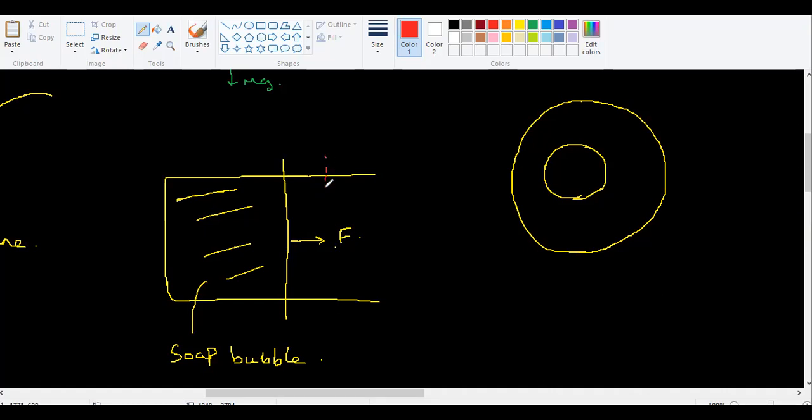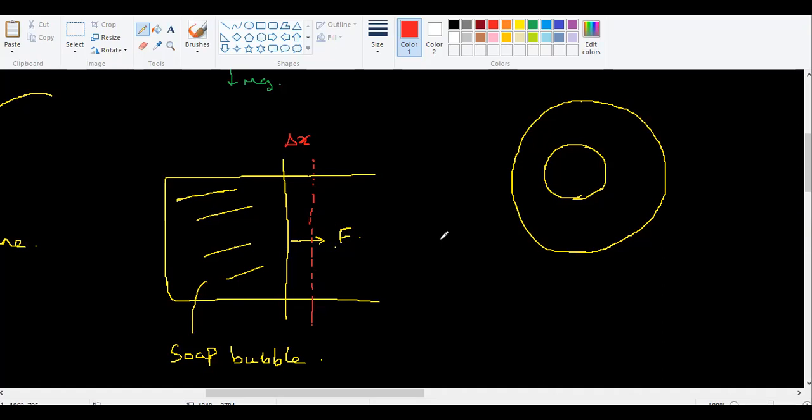So when you pull this wire to a certain distance, let's say you pulled it to a distance of delta x. Whenever it's a very small value, we call it delta x. So just like a membrane, like a rubber membrane, we talked about elasticity, right? When you pull it out, what happens?